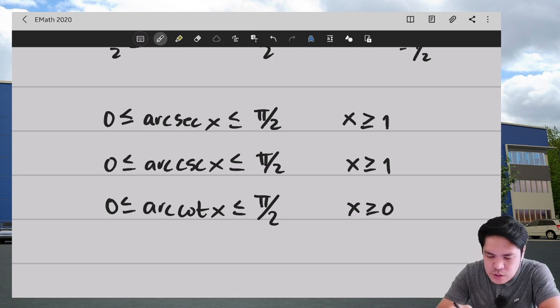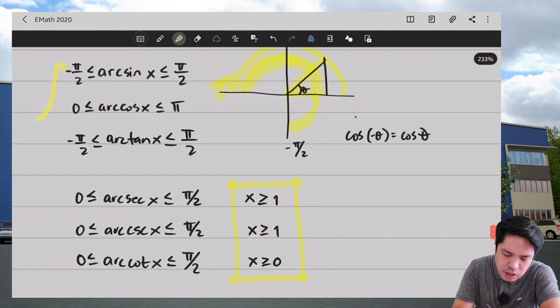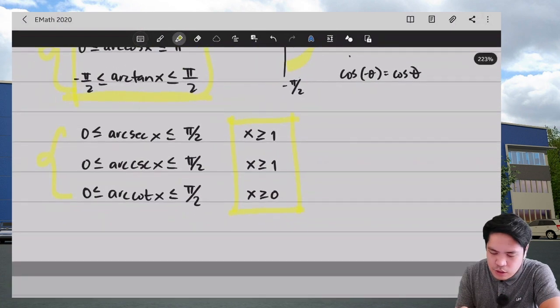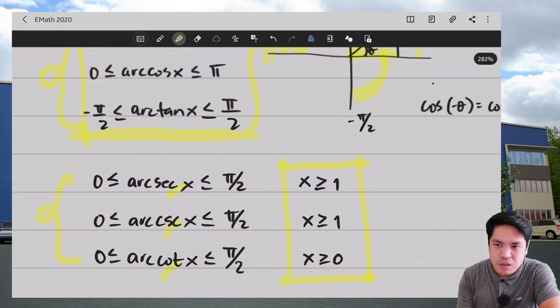So, because of these restrictions, minsan, nakaka-confuse siya sa mga solutions natin. So, I think it would be safe kung, since related lang naman ito sila, I think it's much better kung most of the time ito na lang gamitin natin. Okay? Para ma-avoid natin yung mga ambiguous result if we are using arcsecant, arccosecant, and arccotangent. Because anyway, reciprocal lang naman ito sila.